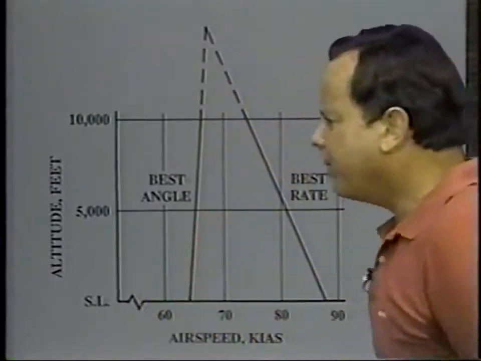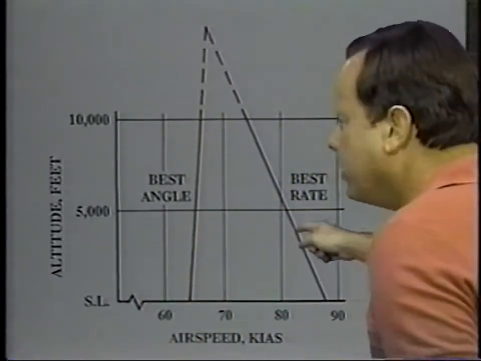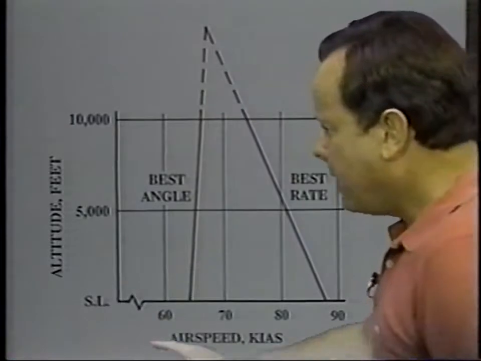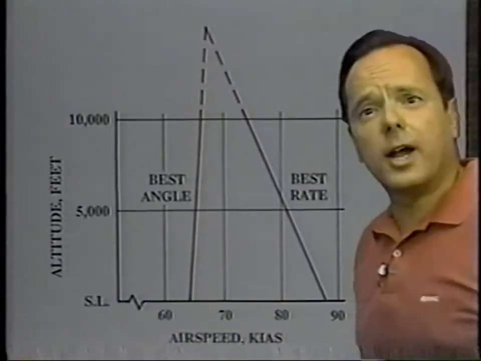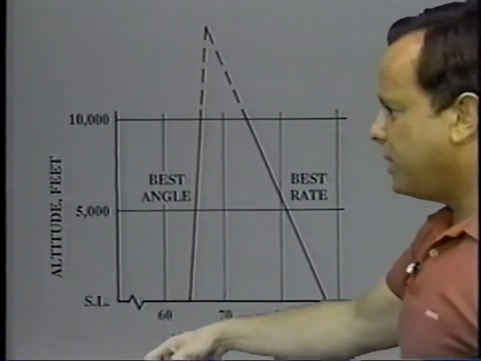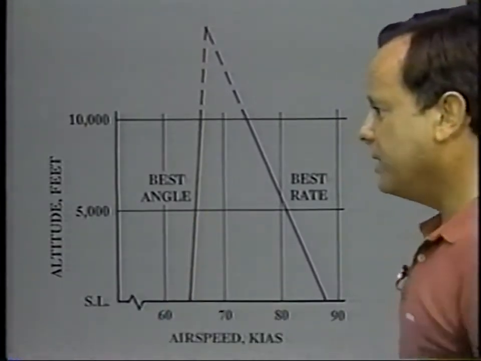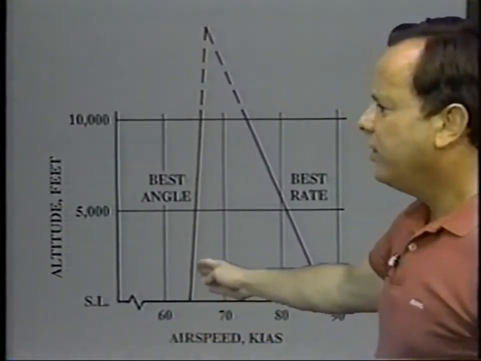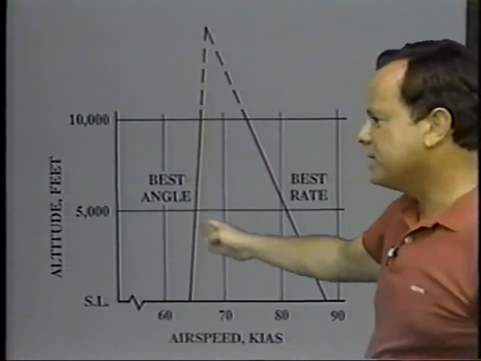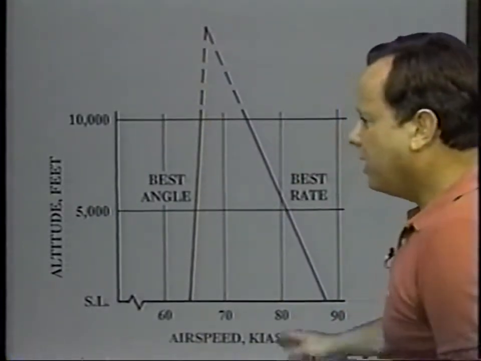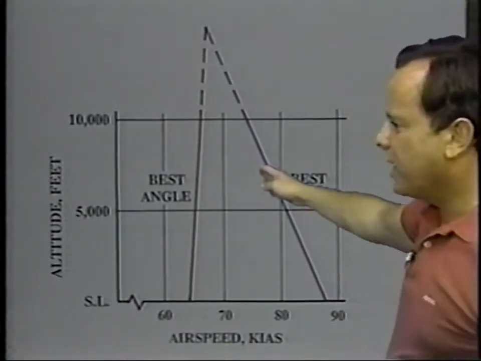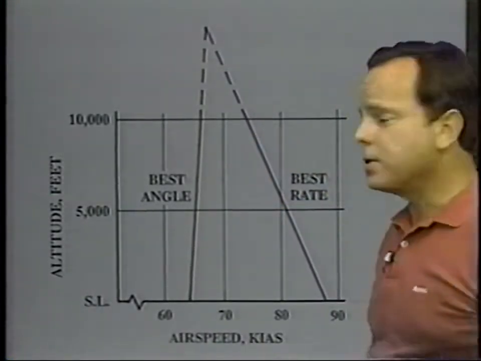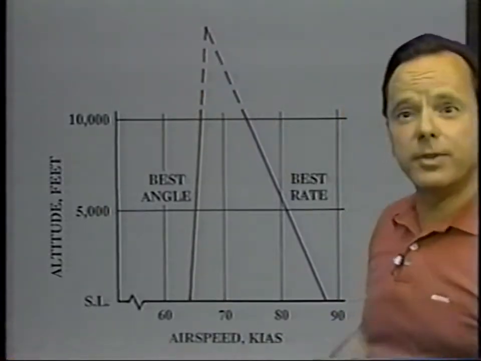And what's going to happen, you notice the best rate of climb speed here decreases with altitude as you go up, and the best angle of climb speed stays pretty much constant but slightly increases as you go to higher altitude. For instance, in this particular airplane, the best angle of climb speed at sea level is around 64. Take it up to 10,000 feet and maybe 66, something like that. But the best rate of climb speed starts out about 88 at sea level, but as you go up to 10,000 feet, it's down to about 74. So there's quite a change in your best rate of climb speed with altitude.